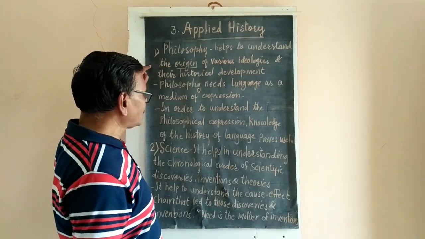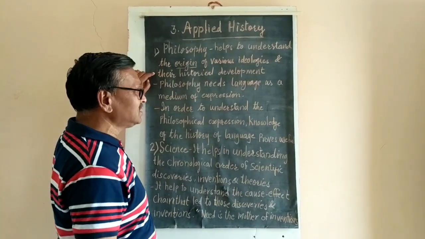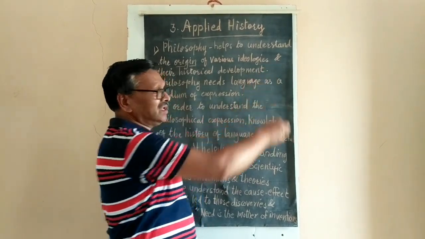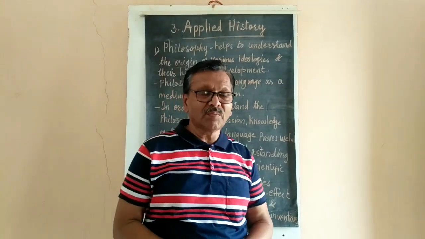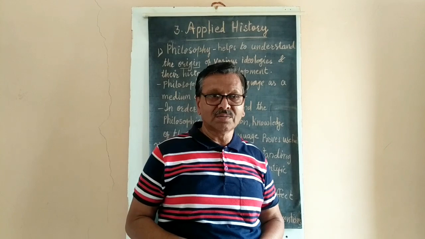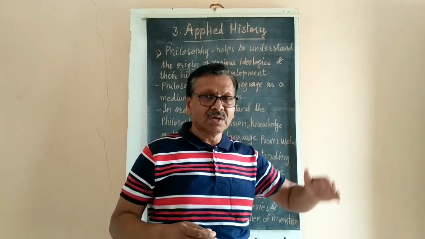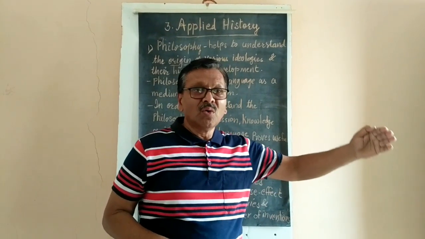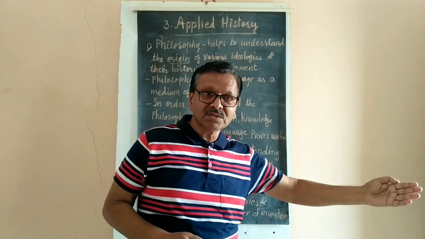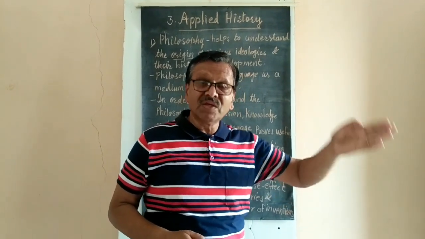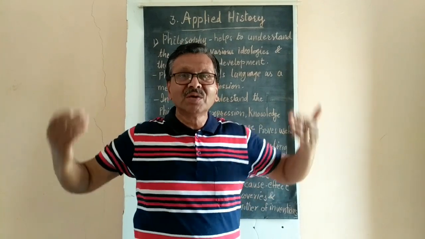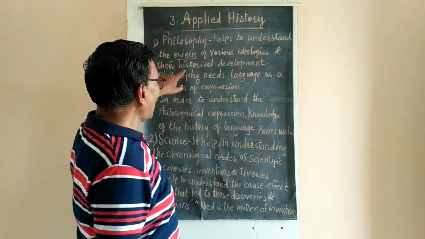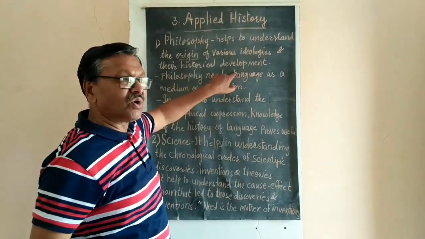So, it helps us to understand the origin of various ideologies and their historical development. So, how this history developed. For example, let us see Darwin's theory, that he said human beings evolved from the ape. Then Homo erectus, then Homo sapiens, then Homo sapiens sapiens, and then the present human being. So it is the ideology and historical development. Slowly it has developed.